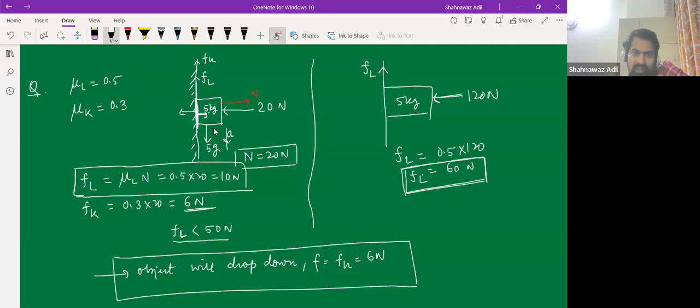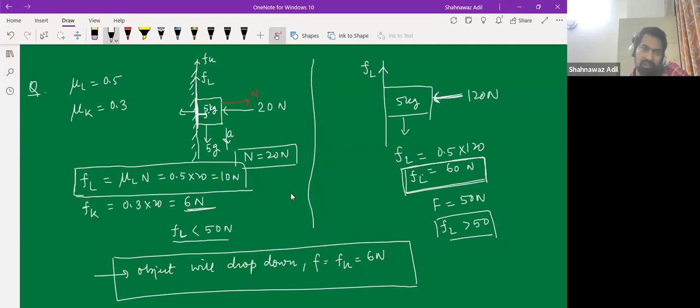So will this object move? Because in the earlier case it was dropping down. In this case, will it drop down? My weight is 50 Newton, and now my FL is greater than 50. So this object will not drop down, right? No, sir. Understood, everyone? Yes, sir. So in this case, we saw that friction does not depend upon the heaviness of the object.